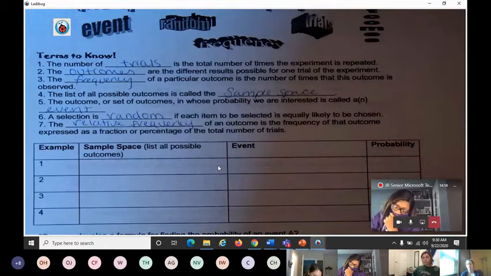And we'll just use the examples from the top to fill in what the sample space, the event, and the probability is. And we're not going to do all 4. We'll maybe do like the first 2. If you really want to, we can do the first 3.